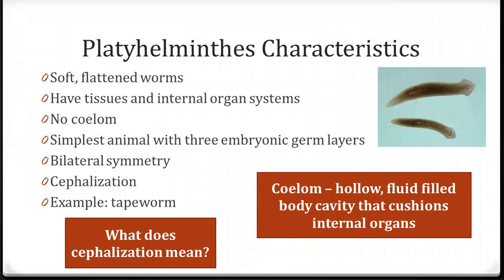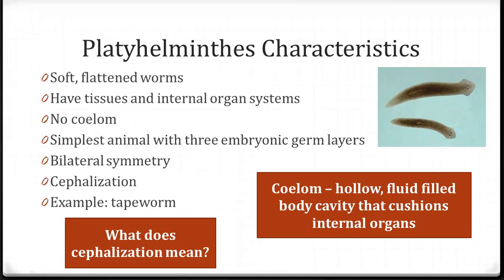Platyhelminthes characteristics. So this is the next one. These are soft, flattened worms. They have tissues and internal organ systems, no coelom. A coelom is a hollow, fluid-filled body cavity that cushions the internal organs, so they do not have that, they're flat. They're the simplest animal with 3 embryonic germ layers.